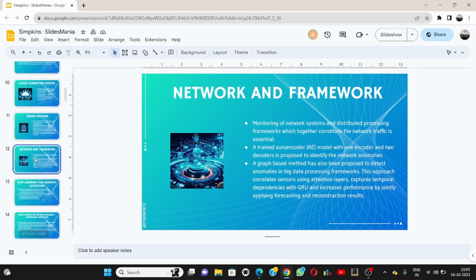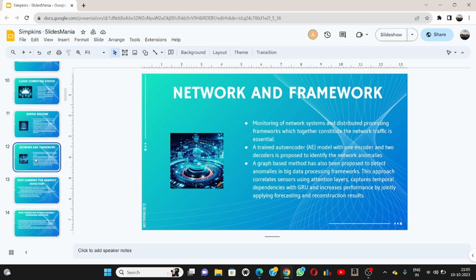Next, talking about network and framework. Monitoring of network systems and distributed processing frameworks, which together consider the network graph, is essential. A trained autoencoder model with one encoder and two decoders is proposed to identify network anomalies. A graph-based method has also been proposed to detect anomalies in big data processing frameworks. This approach correlates sensors using attention layers, captures temporal dependencies with GRU, and increases performance by jointly applying forecasting and reconstruction results.